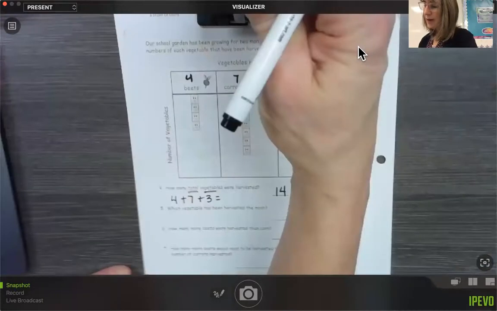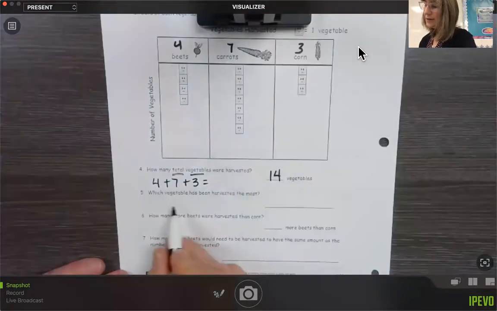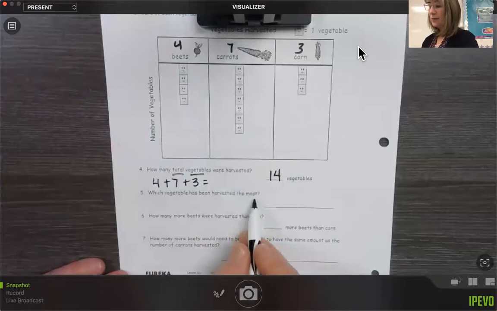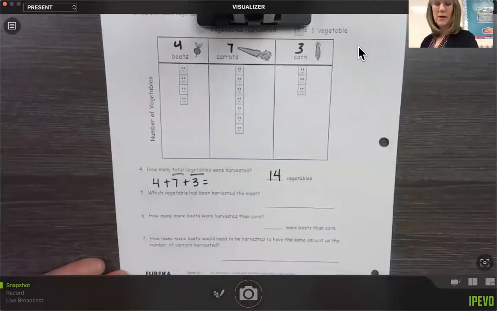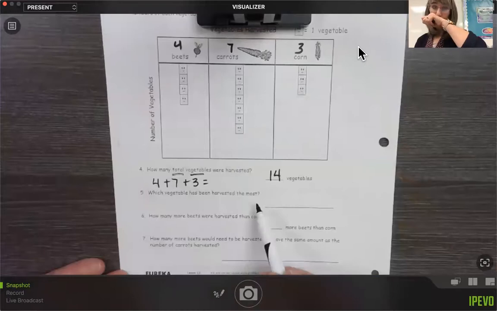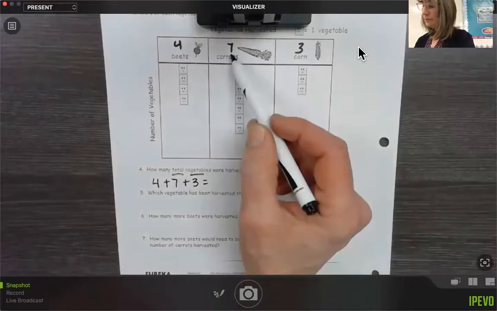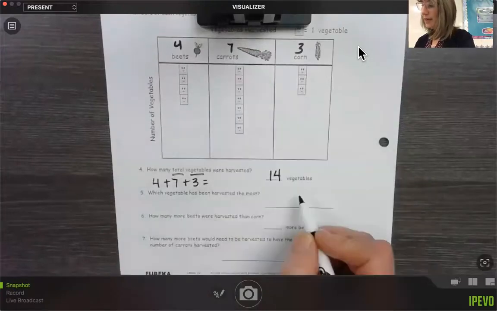Which vegetables have been harvested the most? So which is the biggest number? That's all they're asking us. Which has been harvested the most? Did you say carrots? Yeah, this is the biggest number, so that's the most. So we're going to say carrots.